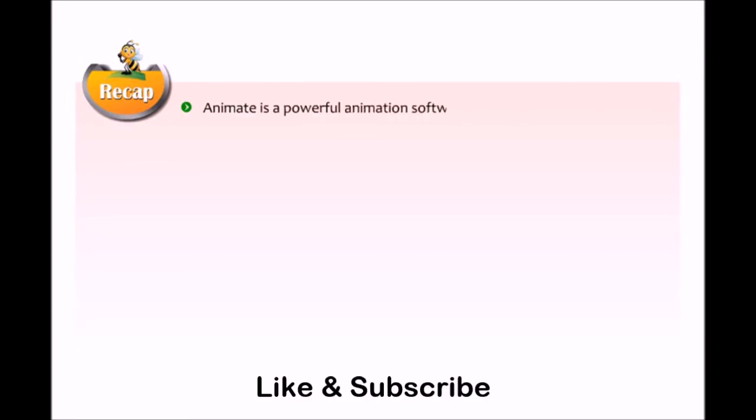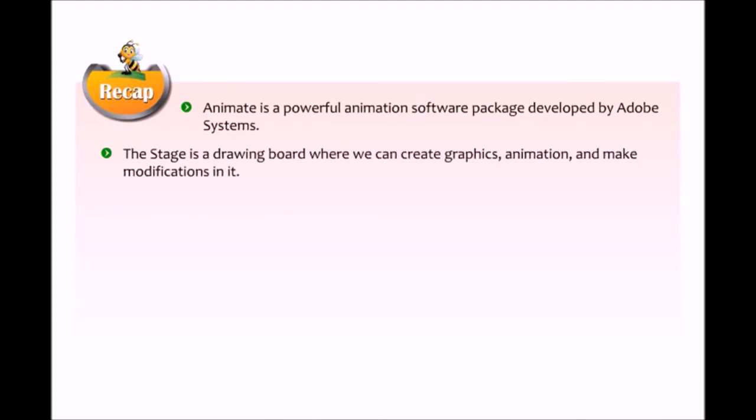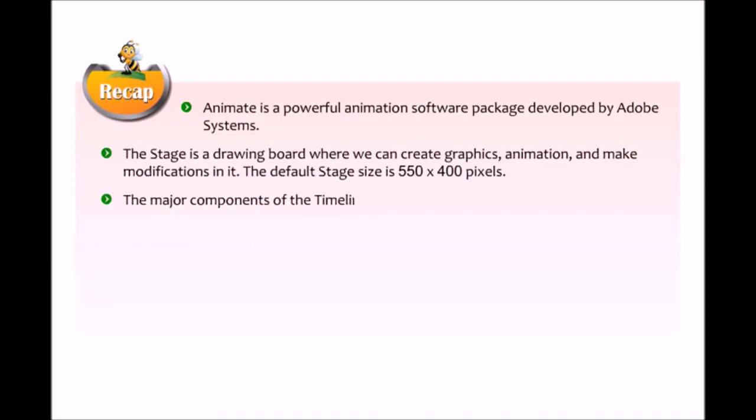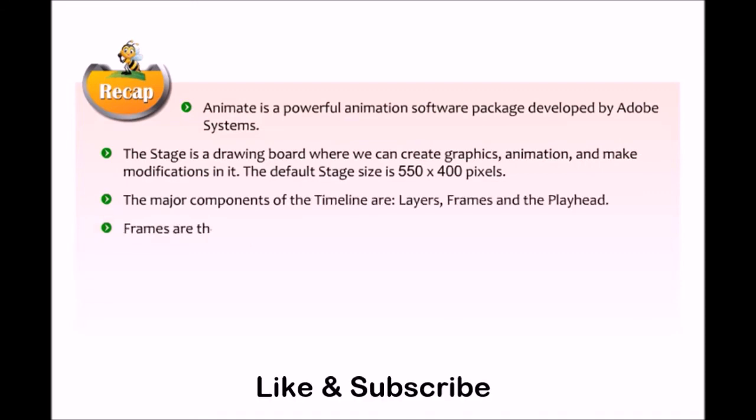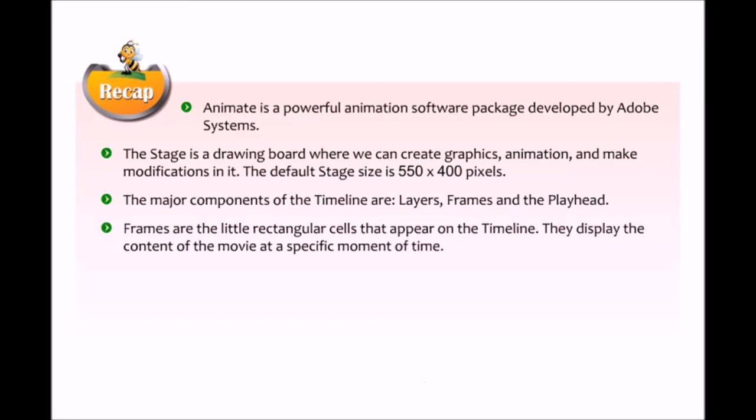Okay students, let us take a recap of this chapter. Animate is a powerful animation software package developed by Adobe Systems. The stage is a drawing board where we can create graphics, animation, and make modifications in it. The default stage size is 550 by 400 pixels. The major components of the timeline are layers, frames, and the playhead. Frames are the little rectangular cells that appear on the timeline. They display the content of the movie at a specific moment of time.